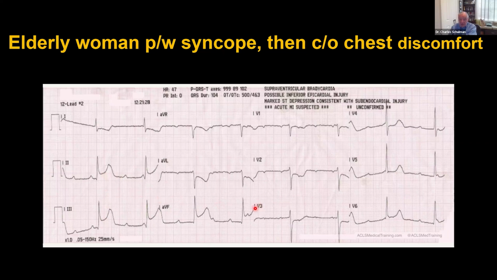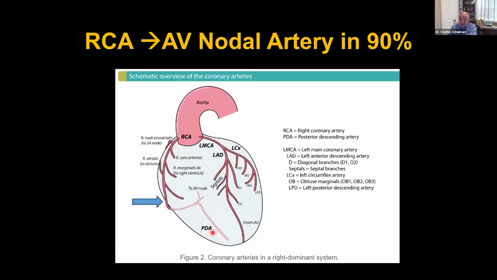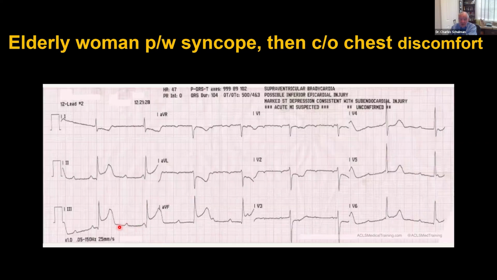And what relationship does the ischemia of the right coronary artery have to do with heart block? Well, that's because in 90% of people, the right coronary artery feeds the AV nodal artery. So this is the result of AV nodal ischemia. In inferior MIs, AV nodal ischemia usually is transient, and you usually don't have to put in a pacemaker.